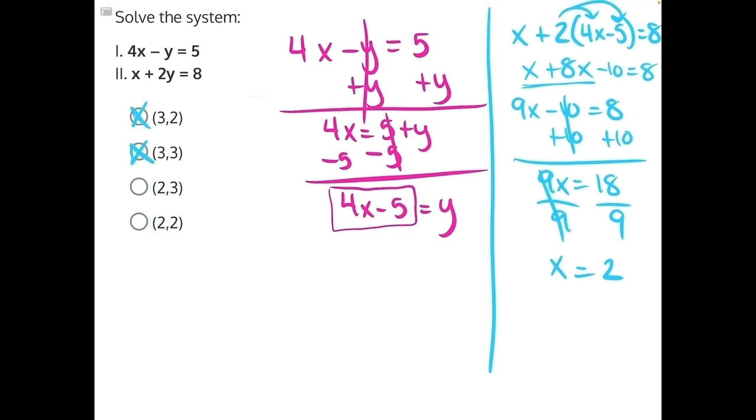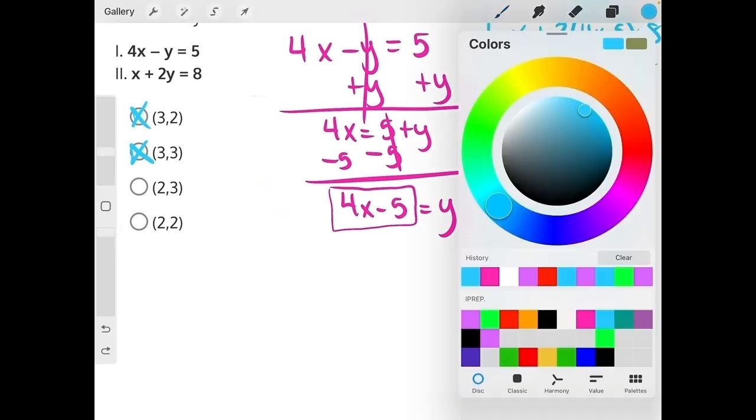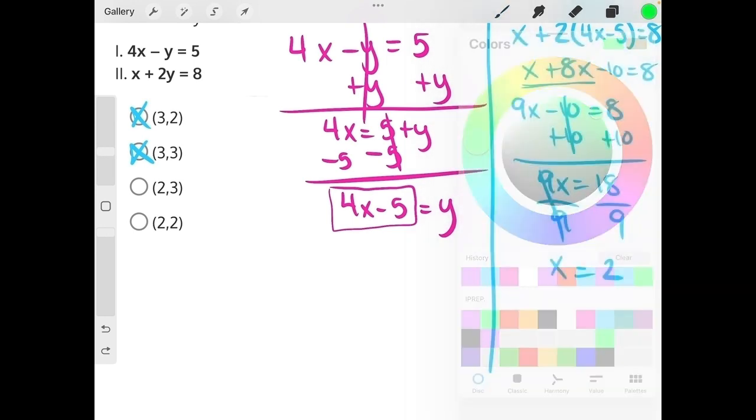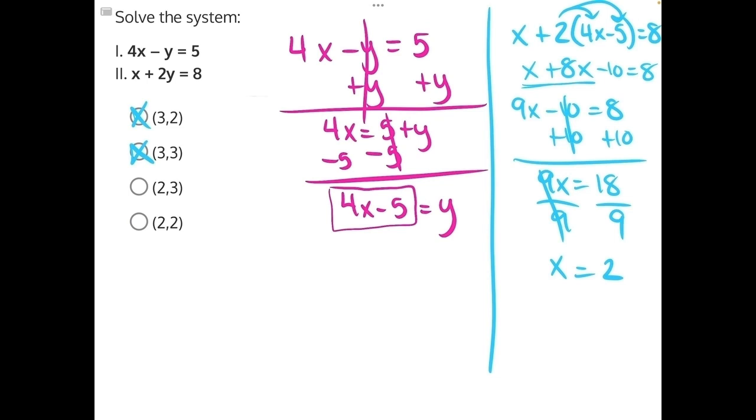Now to find our y value, we just have to plug x in to one of our equations back here. Grab a new color. Let's do green. We can plug x into this second equation here just because x doesn't have a coefficient, and that will save us a step. So we'll write x, which is equal to 2, plus 2y is equal to 8. We use this equation here.